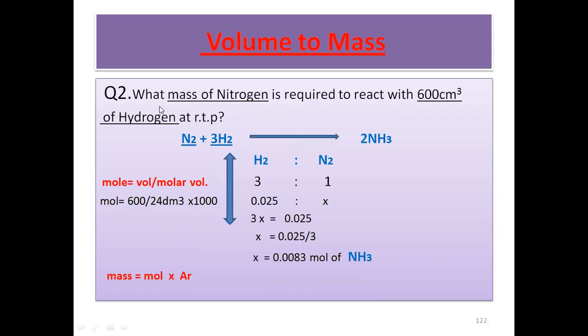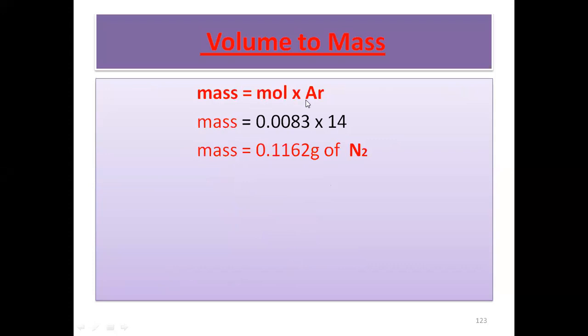There is a second example. What mass of nitrogen is required to react with 600 centimeter cube of hydrogen at room temperature and pressure? So nitrogen plus hydrogen forming 2 moles of ammonia. After cross multiplication, we have 0.0083 moles of nitrogen. Now these moles of nitrogen will be converted into mass. Mass is equal to mole into relative atomic mass, 0.0083 into 14, and finally we have 0.1162 gram of nitrogen gas.